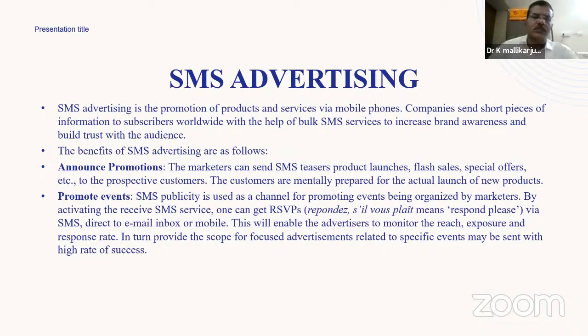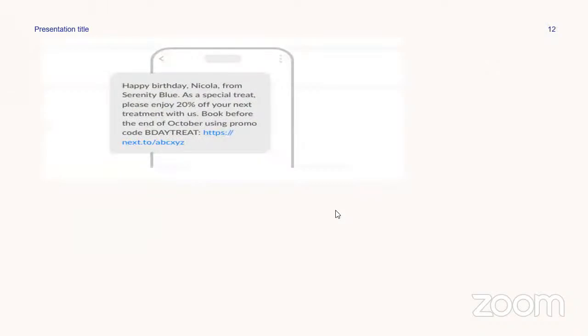So promote events. SMS publicity is also used as a channel for promoting events being organized by marketers, and SMS services can handle RSVPs. There are different types of sending SMSs, also through email and sometimes calls. I'm giving one simple example: happy birthday, Nicole, from this Charity Blue. This is one kind of SMS advertisement. So far we have received so many SMS advertisements on our mobile phones in day-to-day life, right?